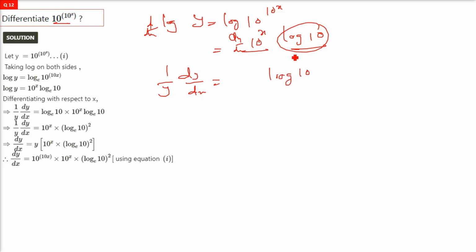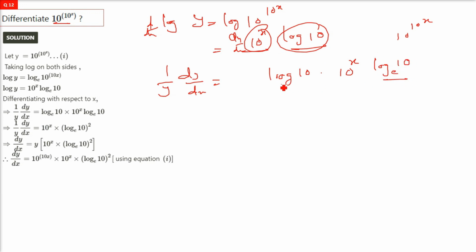Now what is 10 to the power x? See, the differentiation of a to the power x is a to the power x log a. The base has to be e, so a to the power x log base e a. I hope you may recall that. So it is a to the power x, differentiation is a to the power x log a. And when you say that log 10 is in front and then 10 to the power x log 10 again, you have two log 10s here.